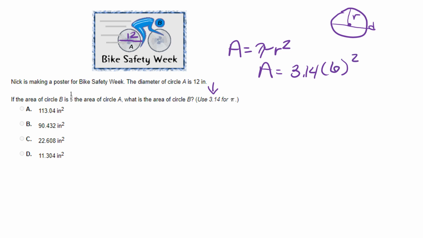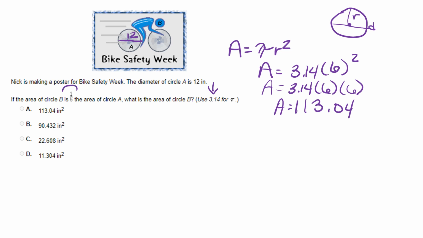So I'm going to square that 6, and what that means is 6 times 6. So you can use your calculator on this to multiply this out, and you're just going to multiply 3.14 times 6 again. Okay, and I do get 113.04. Now this is the area of circle A.